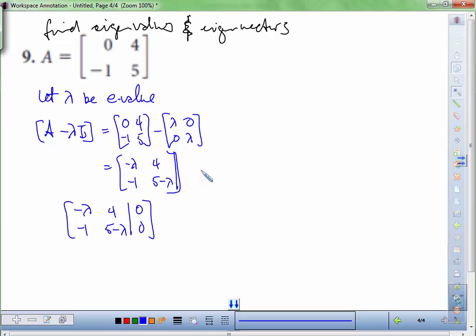So here's what we have here. We have A minus lambda I x is equal to 0.